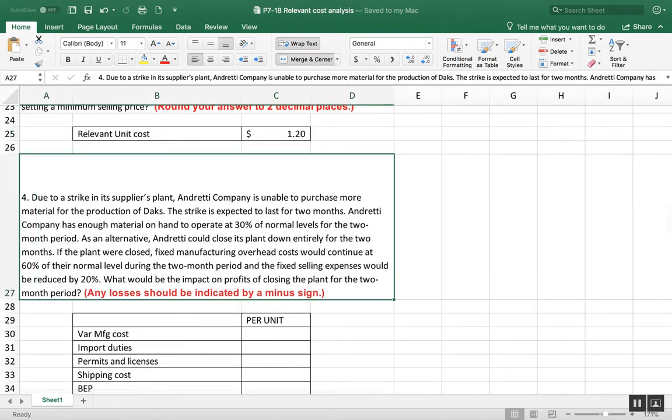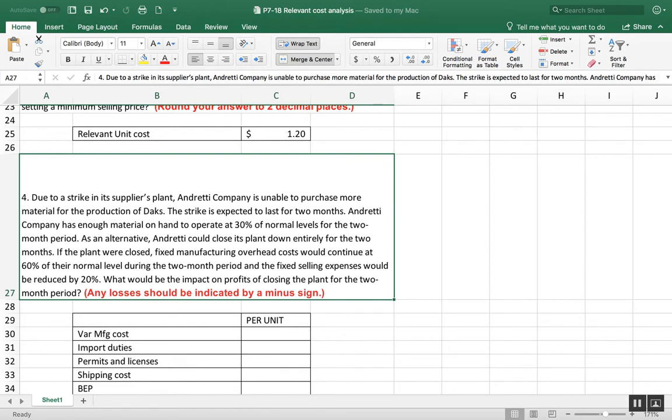Due to a strike in the supplier's plant, the company is unable to purchase more material to produce their precious little DAX. The strike is expected to last for 2 months, so they have enough material on hand to operate at 30% of their normal level for a couple of months. Okay, they could also close the plant down entirely. So in other words, does it make sense to hobble along at 30% of their normal level, or should we just shut down for the month, right?